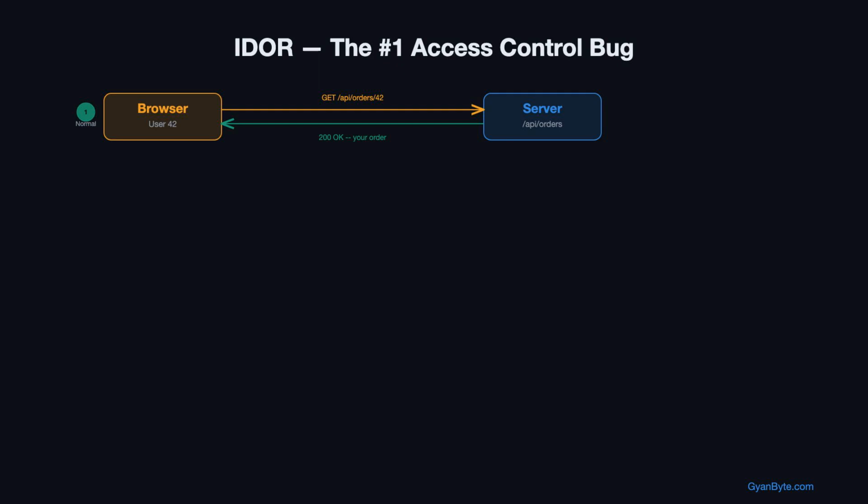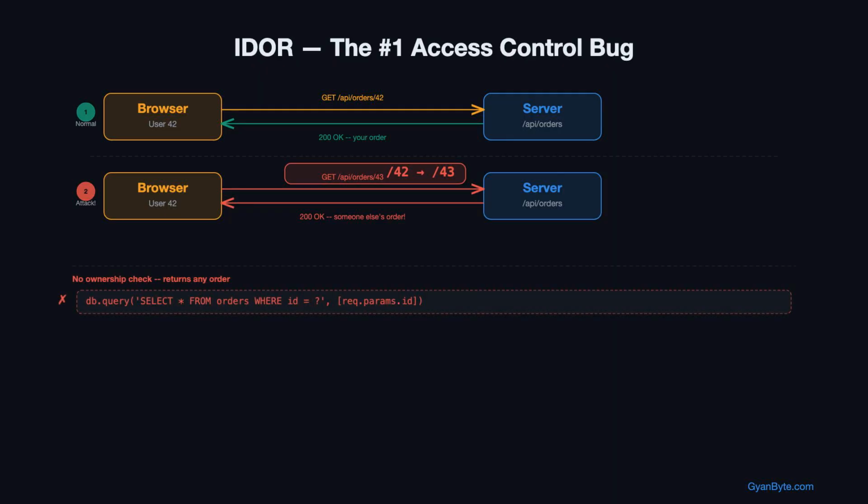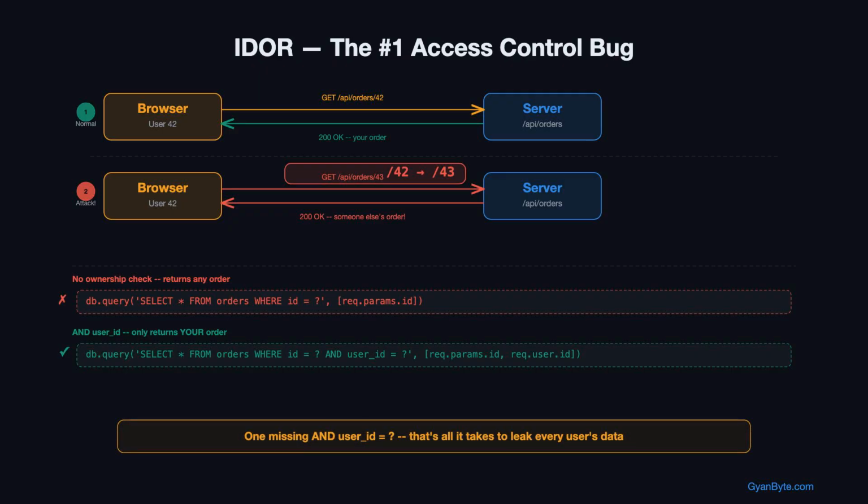Does the server check if order 43 belongs to you? Most don't. You just read someone else's order. No exploit, no tool. 1 digit changed in the URL. The fix is 1 clause: and user_id equals current user. Without it, your entire orders table is public.